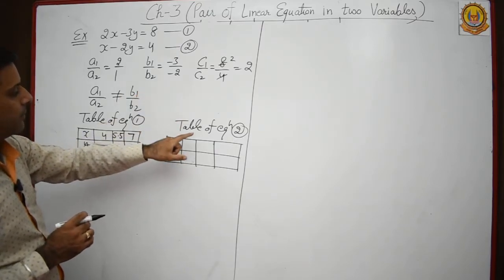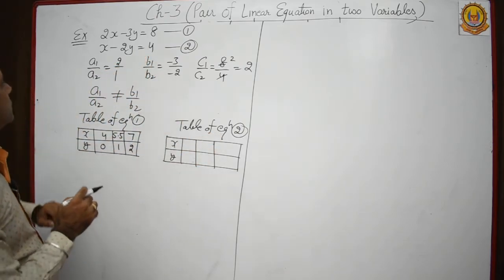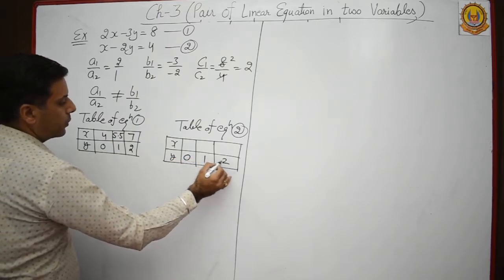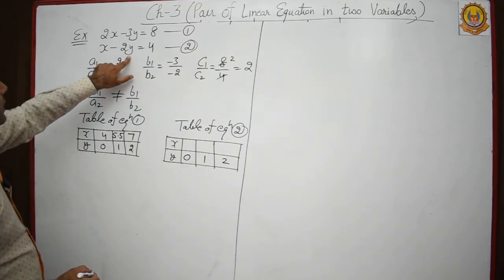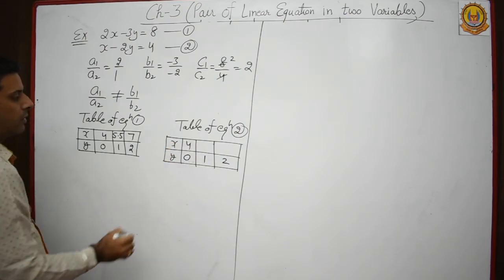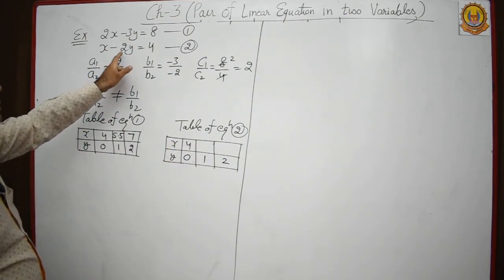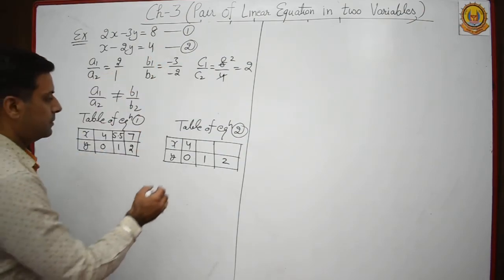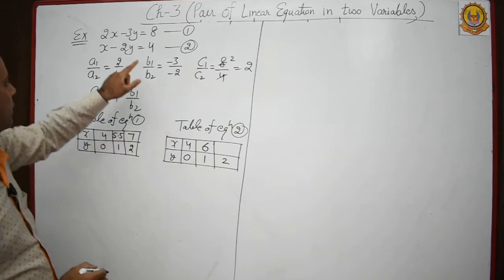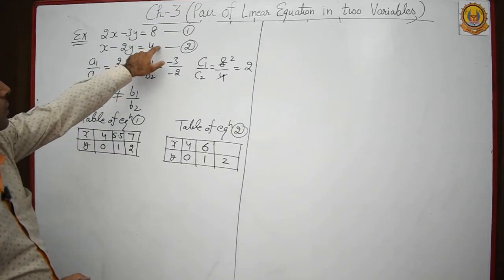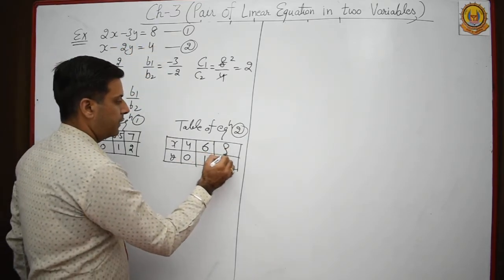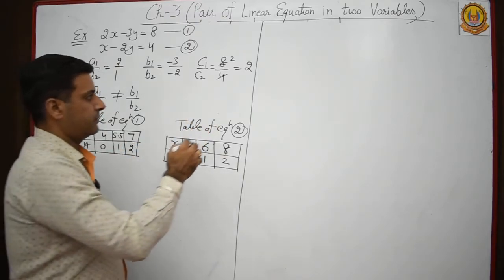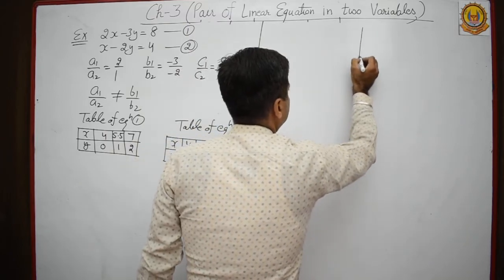Now similarly make the table of equation 2. Here I am putting y equal to 0, then 1, then 2. Put y equal to 0, so x equal to 4. Put y equal to 1. So here 2 times 1 is 2, so 2 will go to the right-hand side, and it will become equal to 6. Now put y equal to 2. 2 times 2 is 4, so minus 4 will go there as plus 4, so that is equal to 8. So these are 3 solutions of equation number 2. Now I am drawing the graph of these equations.